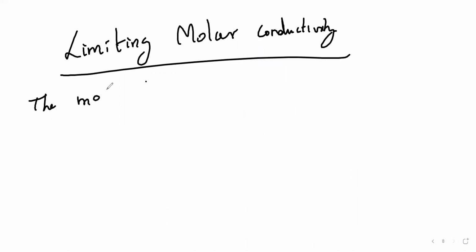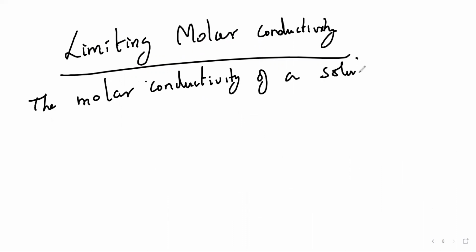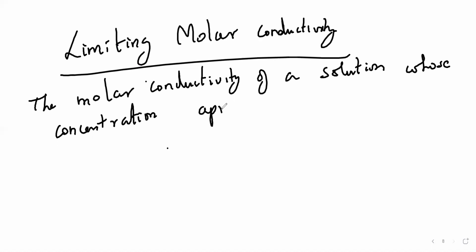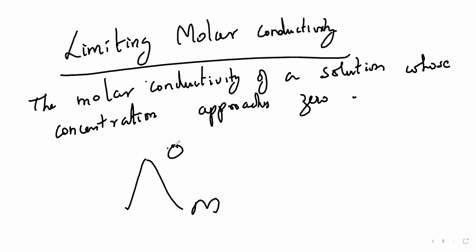It is nothing but the molar conductivity of a solution whose concentration approaches zero. This is nothing but my limiting molar conductivity. This is the symbol, the same thing you write, but you put a not symbol on top. So this is nothing but my limiting molar conductivity.